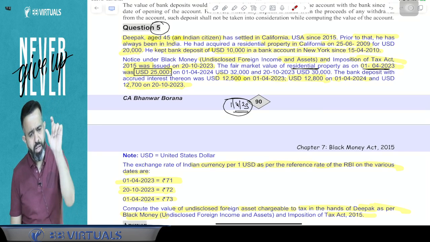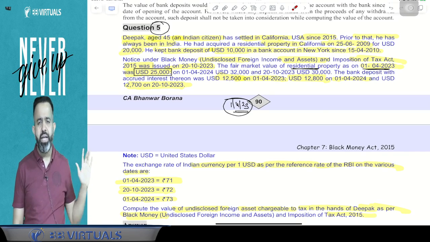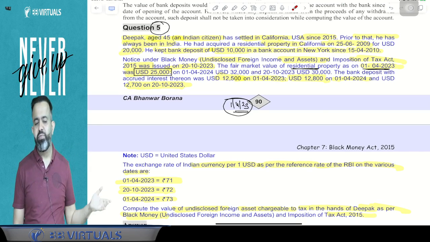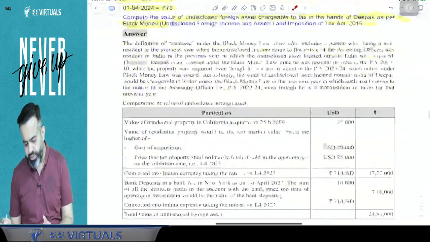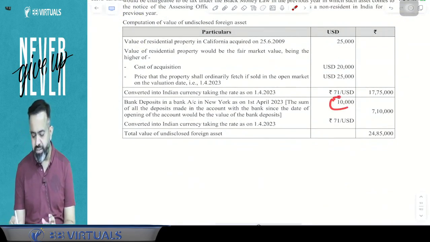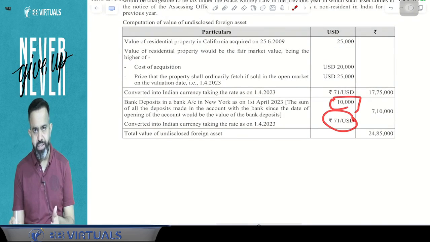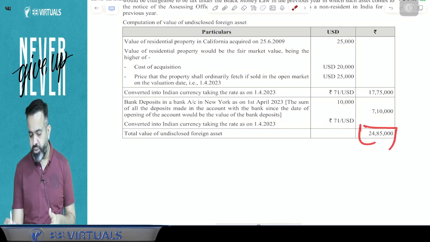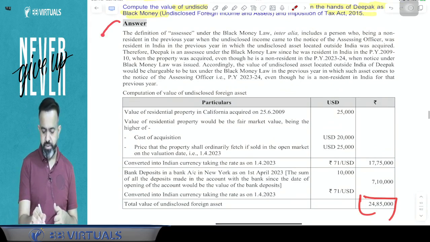Just the bank account asset will be considered, and in the asset we will take just the deposit amount. Here the deposit amount is 10,000, so we will consider 10,000 multiplied by 71, the USD per dollar rupee rate on the date of valuation, that is 1st April 2023. So just check your answer.